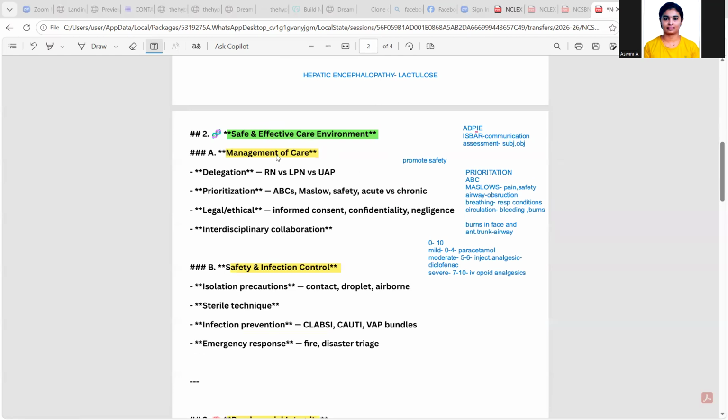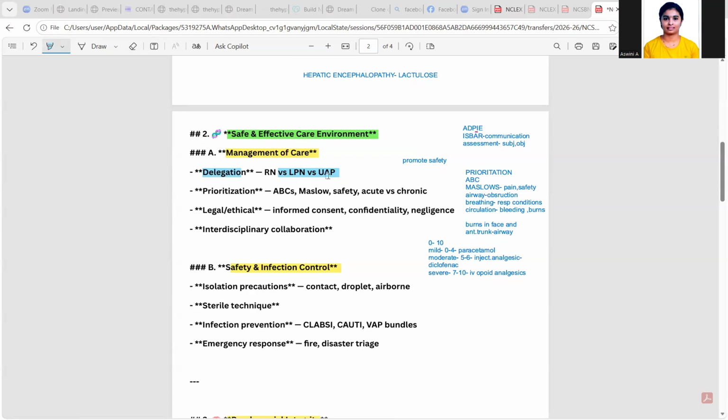Okay. Next one, safe and effective care. In that, the other topics are easy. That means delegation. We know the responsibilities of the RN, the licensed practical nurse, and the unlicensed assistive personnel. That is delegation. We should be very thorough about assessment, health education, admission, discharge, and IV injection, which are limited to the RN only.